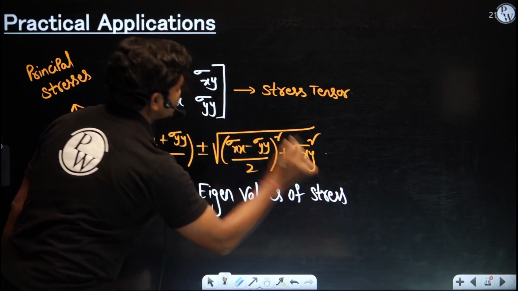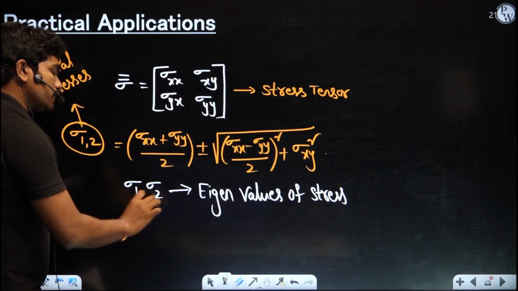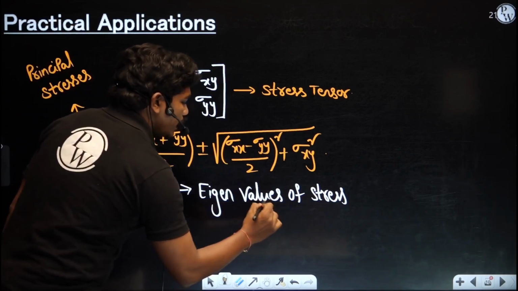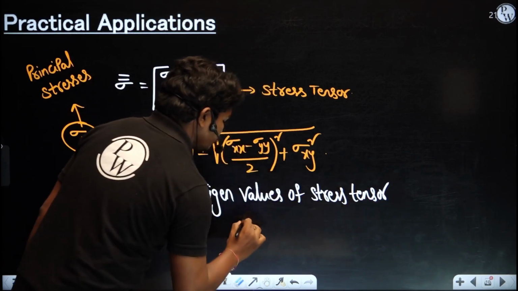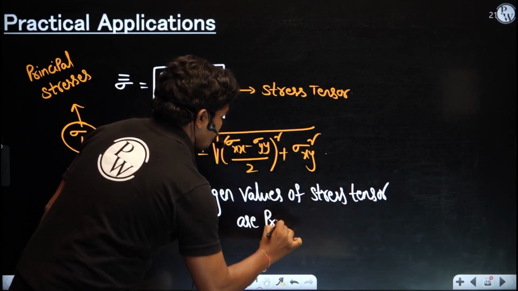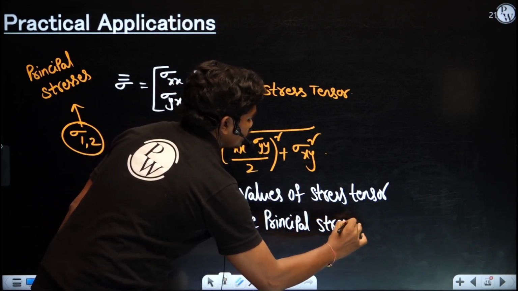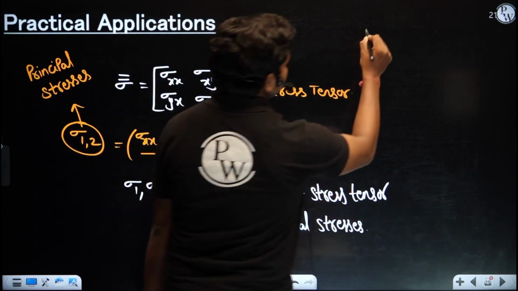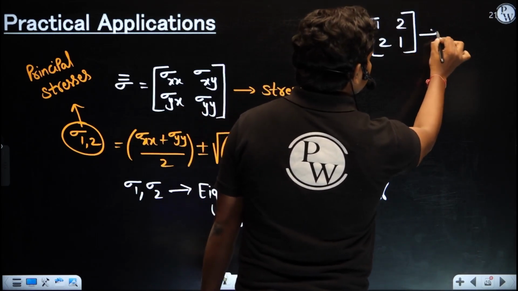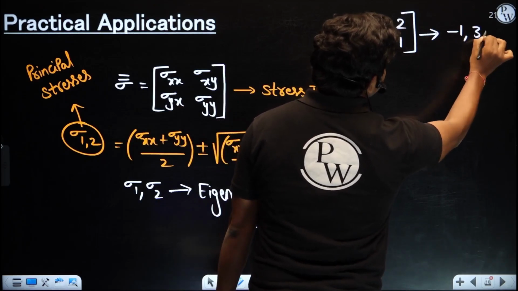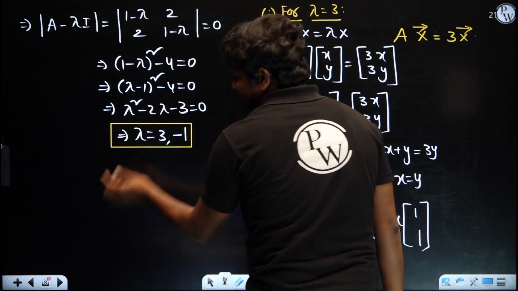So if you calculate the eigenvalues of this matrix, those eigenvalues are nothing but these principal stresses. The eigenvalues of the stress tensor are the principal stresses. If you take an example, I took the symmetric matrix [1 2; 2 1]. When you solve this equation, you came to know that the eigenvalues are -1 and 3. So -1 and 3 are the eigenvalues.